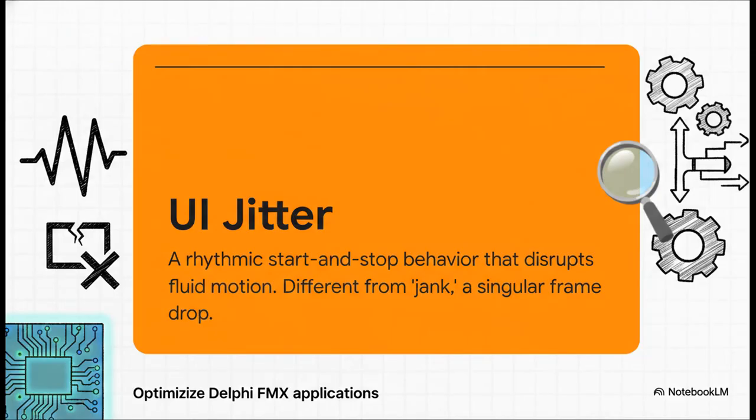So before we can fix this, we've got to give it the right name. We're fighting UI jitter. And it is super important to know this is different from jank. See, jank is like a one-time thing, a single skipped frame because something stole the CPU for a split second. But jitter is worse. It's that constant rhythmic stutter that makes your whole app feel broken and unreliable. And fixing that means we have to look way deeper than just one slow function.